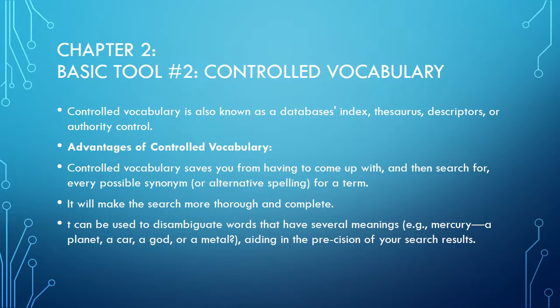Controlled vocabulary is also known as a database's index, thesaurus, descriptors, or authority control. So what are the advantages of controlled vocabulary? Controlled vocabulary saves you from having to come up with and then search for every possible synonym or alternative spelling for a term. It will make the search more thorough and complete. It can be used to disambiguate words that have several meanings. For example, Mercury: a planet, a car, a god, or a metal, aiding in the precision of your search results.